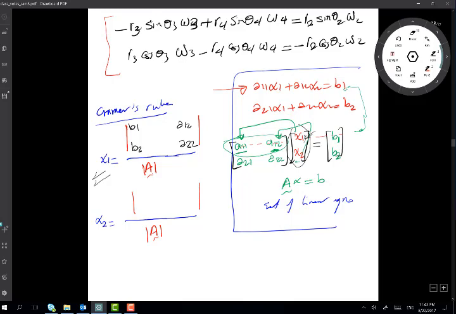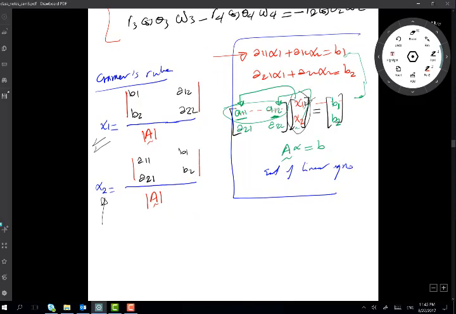And let's do the second one. Here I'm trying to find x2. x2 is multiplied by the second column. I replace it by b1, b2, and the rest stays. So now the solution is really the ratio of two determinants.